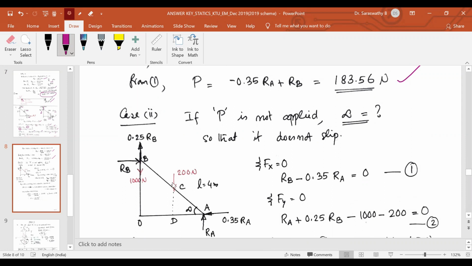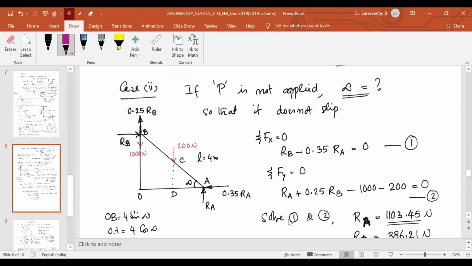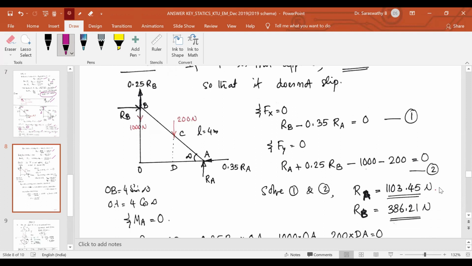Sigma Fx is equal to 0: RB minus 0.35 RA is equal to 0. Sigma Fy is equal to 0: 0.25 RB plus RA minus 1000 minus 200 is equal to 0. So this is RB minus 0.35 RA equals 0, and RA plus 0.25 RB is equal to 1200. Solve these two equations and get RA and RB.